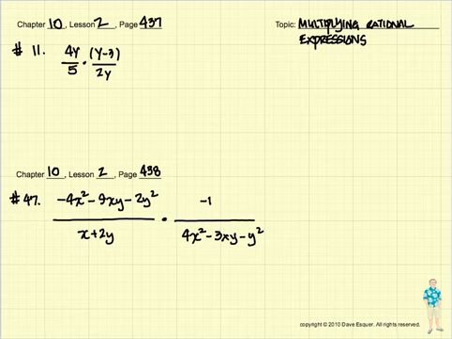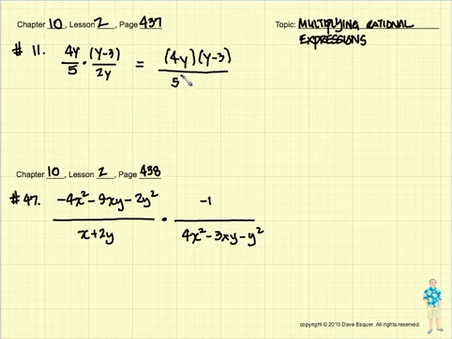Let's start off with number 11, 4y divided by 5 times the quantity of y minus 3 divided by 2y. I'm going to rewrite this just a little teeny bit, and I'm going to put it all underneath one denominator. Just like we do with normal fractions, I'm going to make it all underneath 5 times the quantity of 2y. And we're going to look at this for just a little bit, and we're going to say, gee, I wonder what terms we can cancel out in the numerator and denominator.